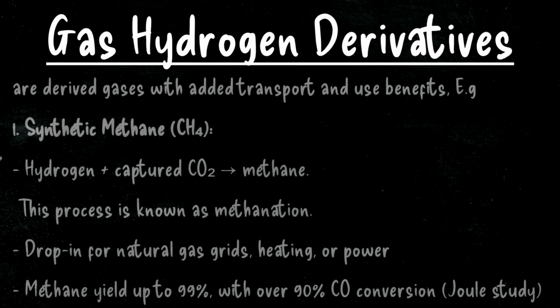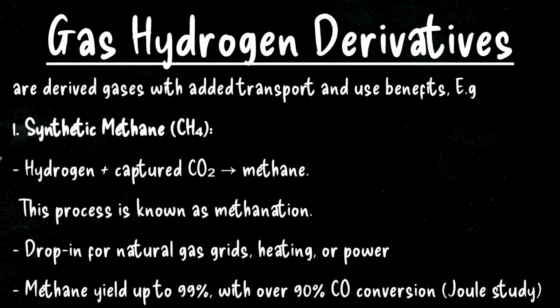We start off with the gas hydrogen derivatives. These are derived gases with added transport and use benefits. First off, we look at synthetic methane. This is a combination of hydrogen and captured CO2 to form methane in a process known as methanation. This is used in natural gas grids, heating or power, and the methane yield can be up to 99%.